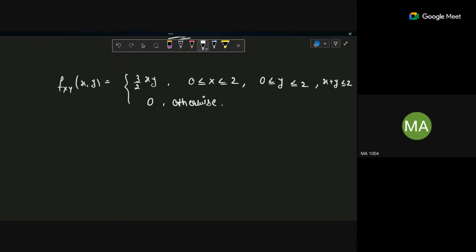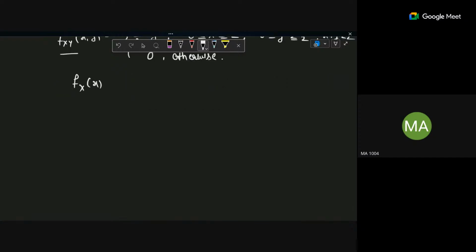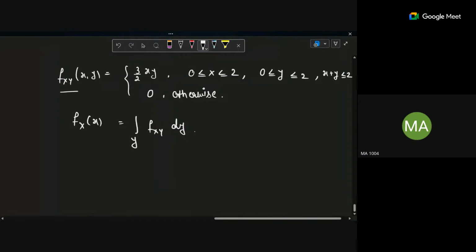So this is our joint PDF, and we want to calculate the marginal density of X. So what's the marginal density? Generally we give it as the integral over the range of y of f(x,y) dy, right? This is the definition of the marginal PDF. Then now you know f(x,y), but how will you get the limits of y?